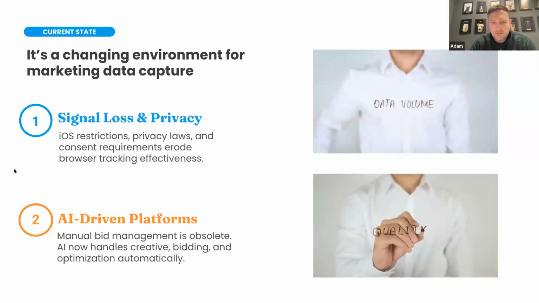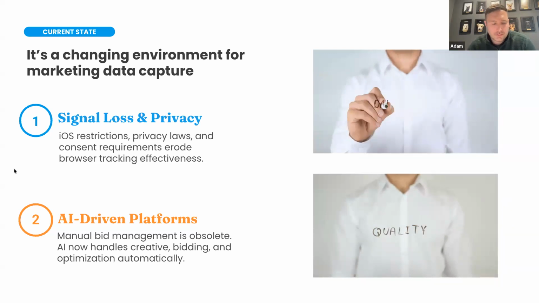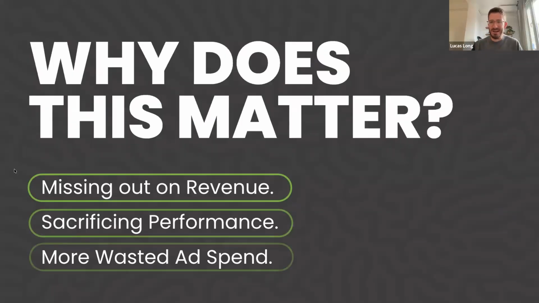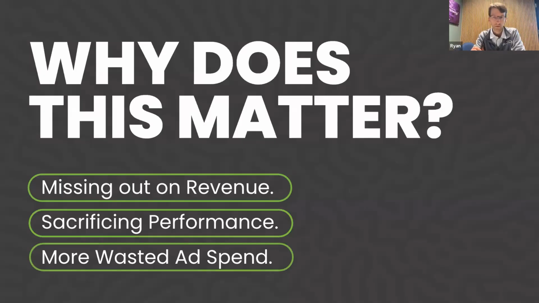Cool. So beyond what is happening, why do these things matter? That's a good point that Lucas and Adam touched on. On one side, you have privacy and browser restrictions that are reducing the signal strength. And on the other side, now more than ever, you need more data and signal depth. So these are fundamental changes that are happening. And so why do these matter to marketers and executives?